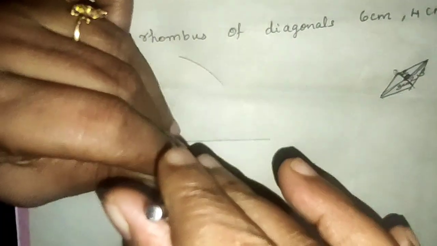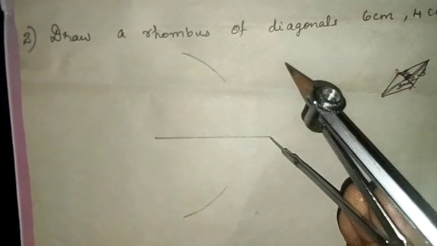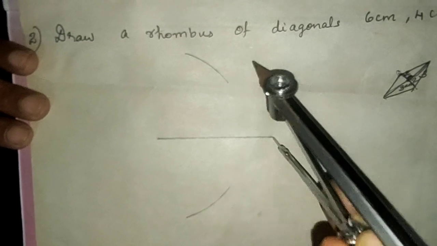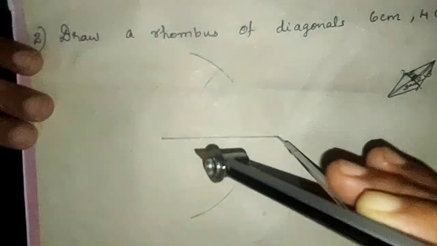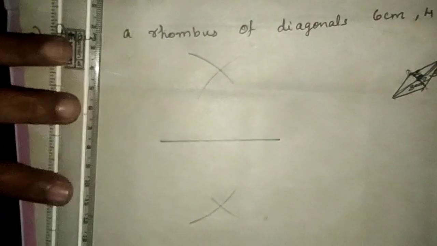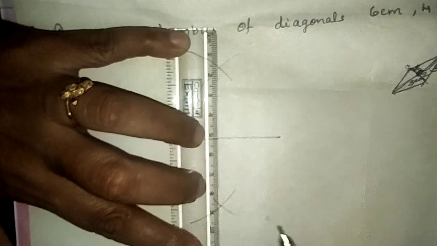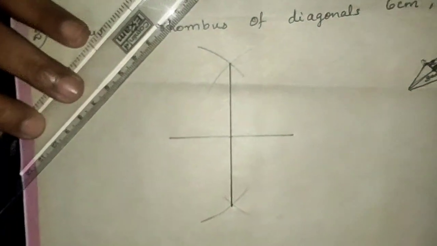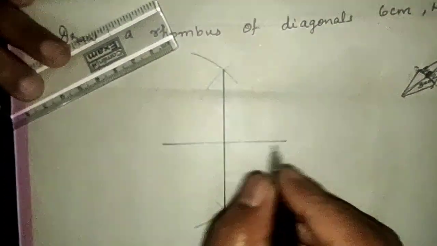Similarly, here also draw one arc. Okay, then keeping this point also as center, draw another arc like this, and here also one arc. Okay, so this one is a perpendicular. Now just join these two lines. Okay, then see what will be this length.